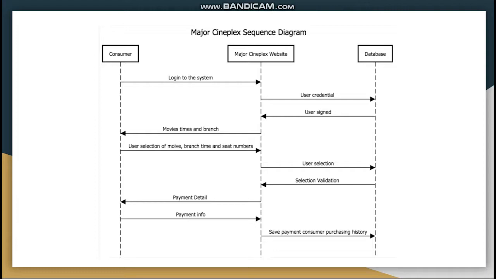I will, but before it responds, it needs a user credential. The user signs in and it responds with the movie times and branch to the consumer. The consumer can also select the movie branch, time and seat number on the website, and the website will send it to the database as a user selection, and the database will respond with a selection validation.